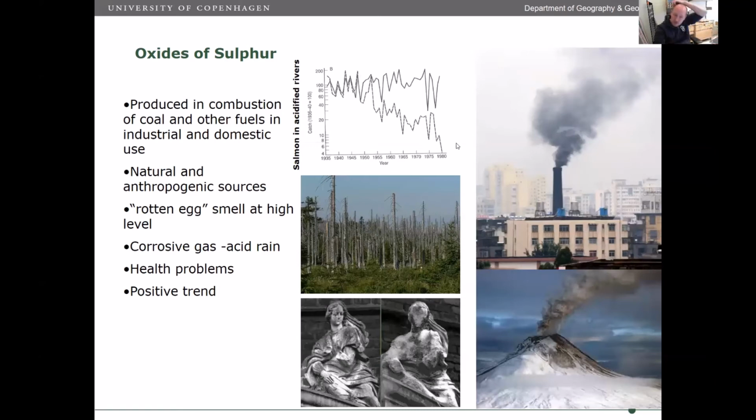So this was a big problem in Europe up until the 1980s, the beginning of the 90s. But then after that, there was a law that you need to have, what is it called again, catalyzers on cars, for example. So now there is a very positive trend in the amount of sulfur dioxide that is emitted into the atmosphere, which is much less. And forests have returned again, and the statues have stopped vanishing, and so forth.